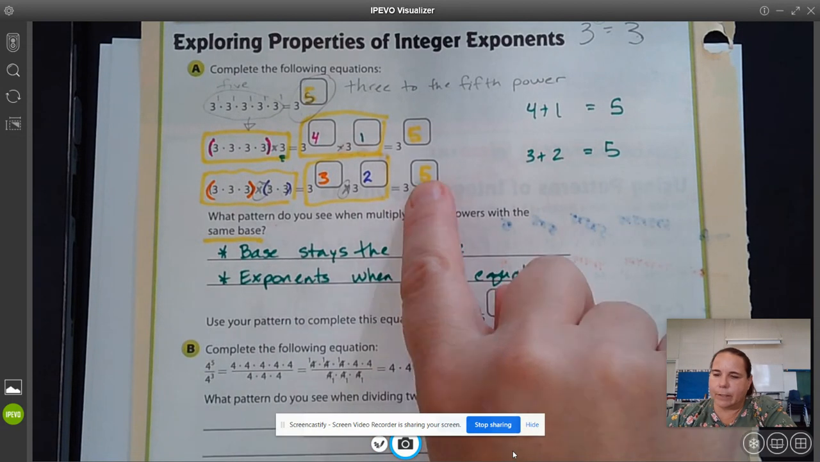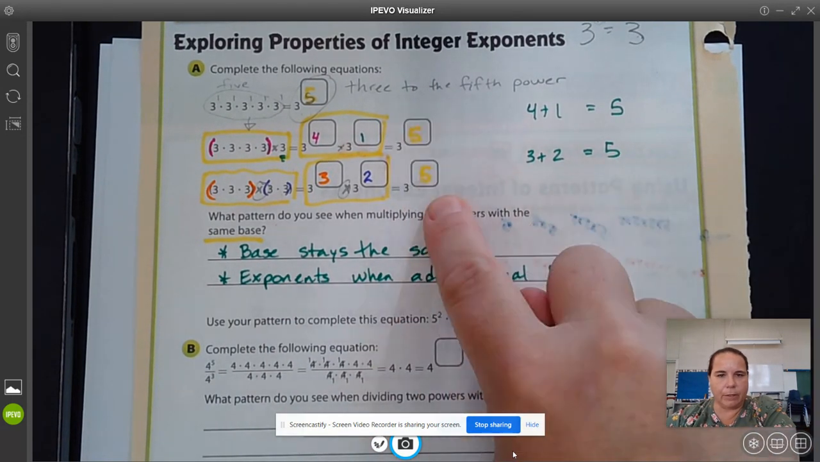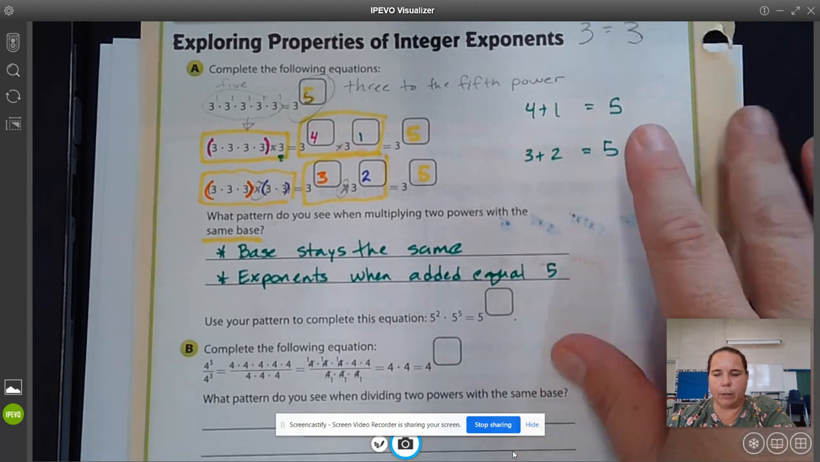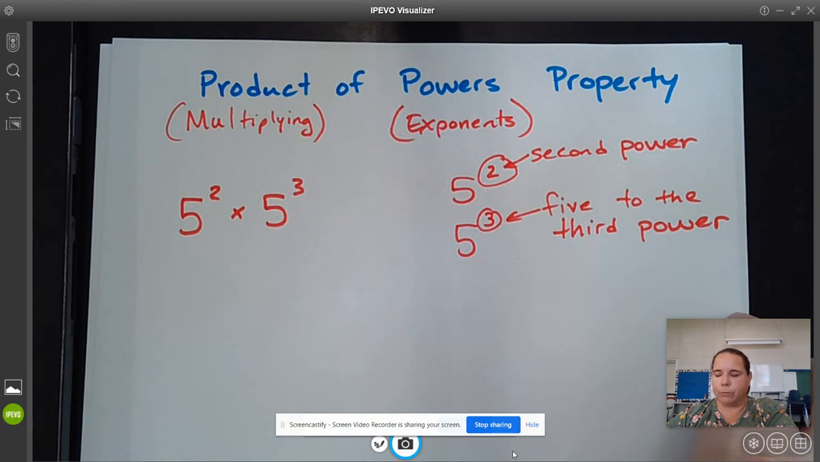We noticed that the base stayed the same and that they all added up to 5s at the end. And so when the exponents are added, they equal 5. Well, they're going to equal 5 here too, but it's not that they equal 5, but that they add up to the same value.